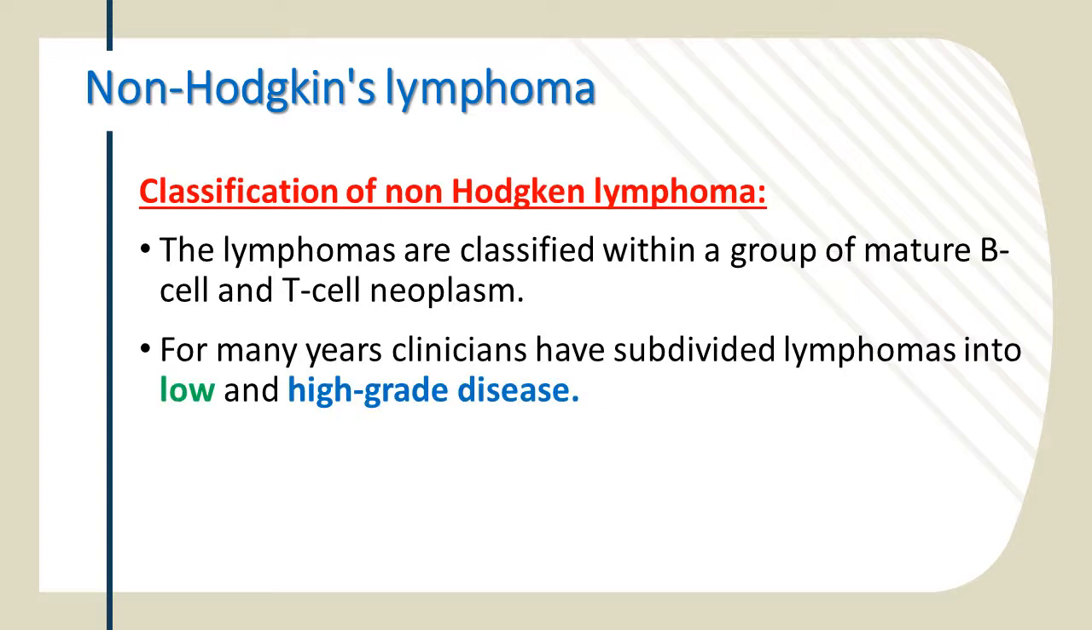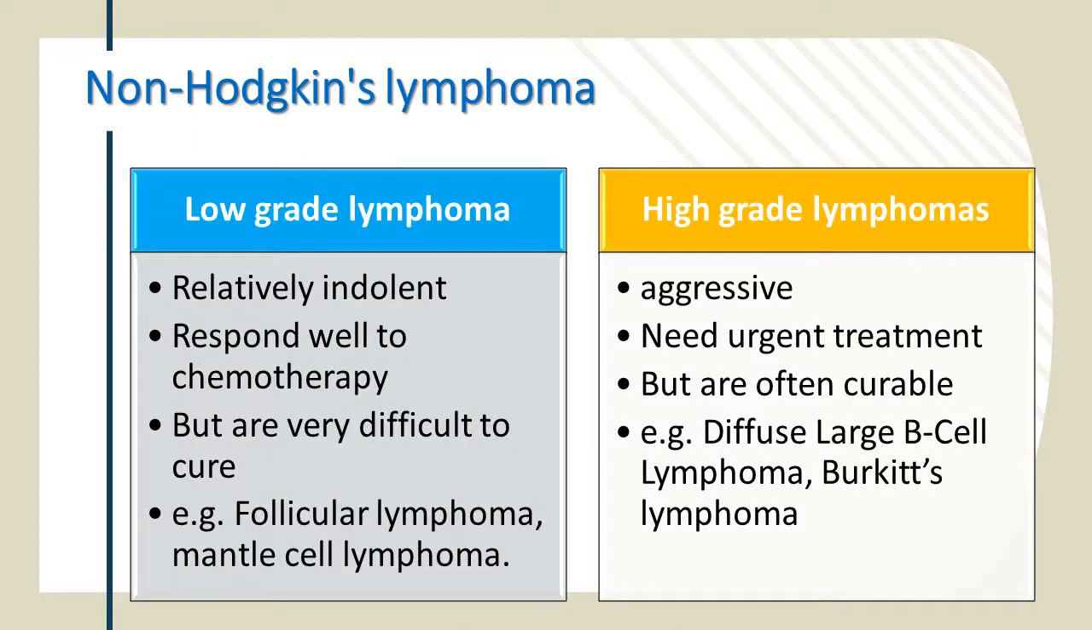Classification of non-Hodgkin lymphoma. The lymphomas are classified within a group of mature B cell and T cell neoplasm. For many years, clinicians have subdivided lymphomas into low and high-grade disease. In general terms, the low-grade disorders are relatively indolent, respond well to chemotherapy, but are very difficult to cure, whereas high-grade lymphomas are aggressive and need urgent treatment but are often curable.